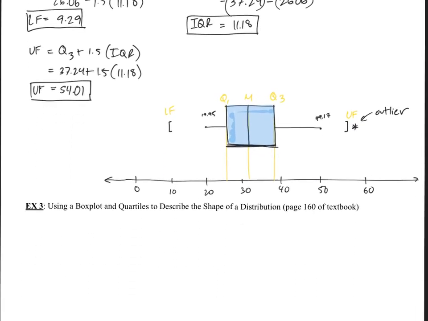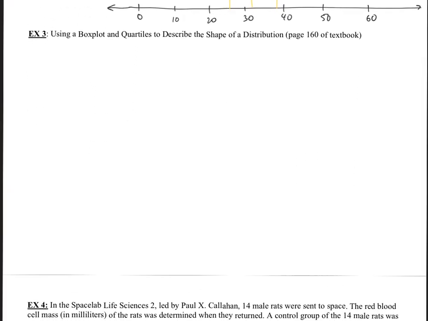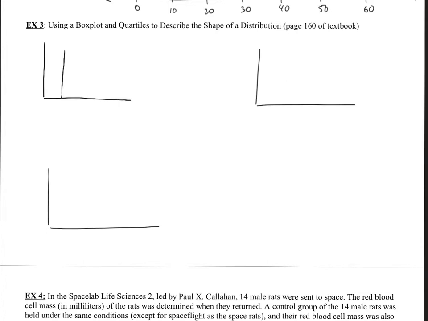Let's move on to the next example, using a box plot and quartiles to describe the shape of a distribution. This one's just going to be a few different ideas that you might have. For example, I'm going to draw three of them, and these are in the textbook if you want to take a look at them better, because I'm not going to be able to draw them that well. So let's say you have one, that these are what the values kind of look like.